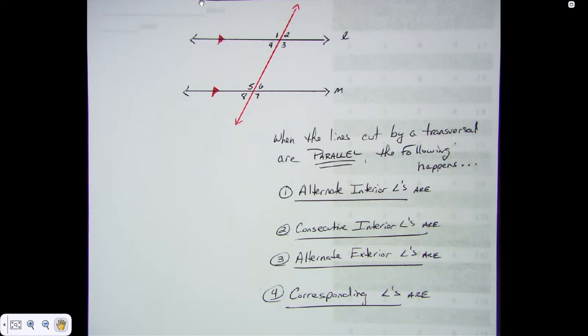Alternate interior angles. What do you think I'm going to say about them if you were a guessing person? Pens down. We'll finish writing in just a second. And pencils. Writing utensils down.